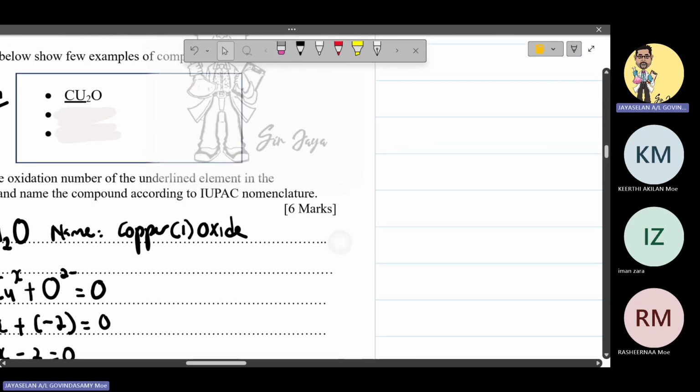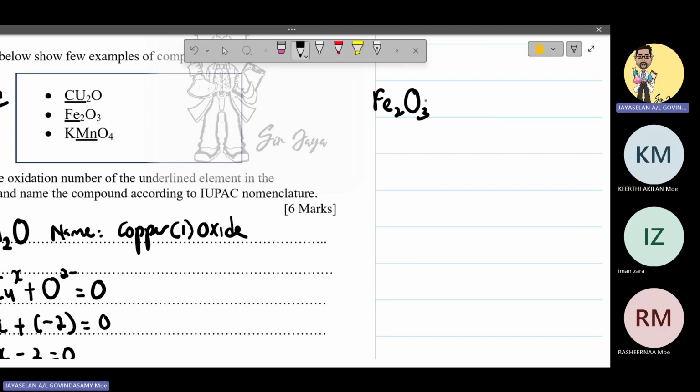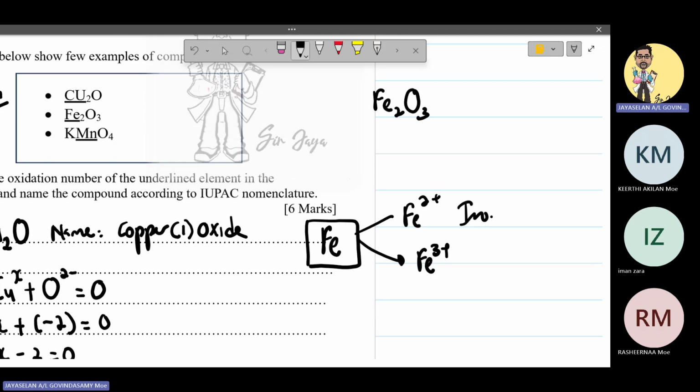Okay, then now done, right? So we do number 2. Number 2, Fe2O3. Fe is a transition metal, it has two ions. One is Fe2 positive, another one is Fe3 positive. That means you have to find which ion. For this you write iron 2, for this you write iron 3, then it's correct. You have to specify which ion is involved in the formation of the compound.